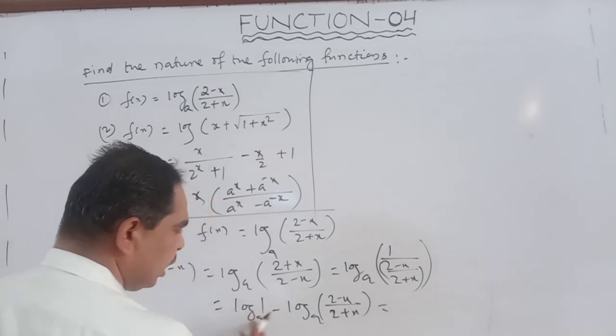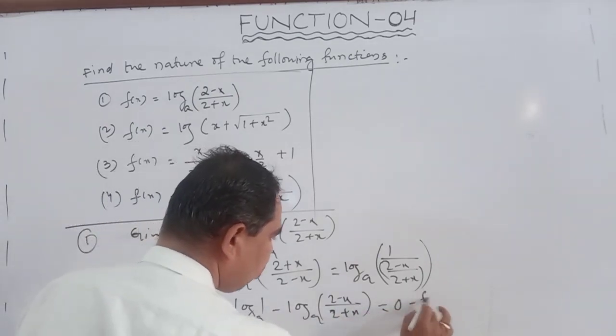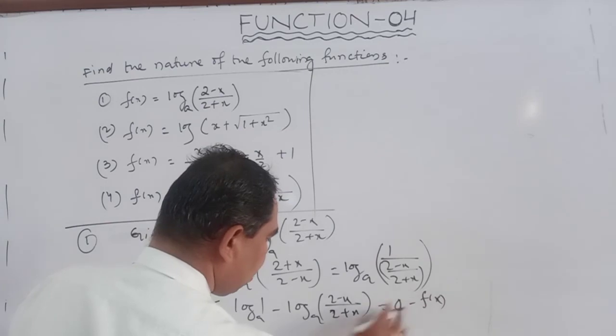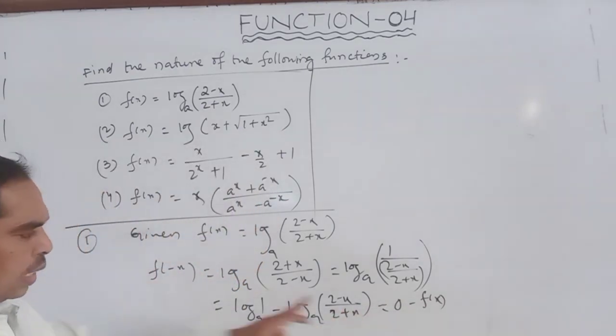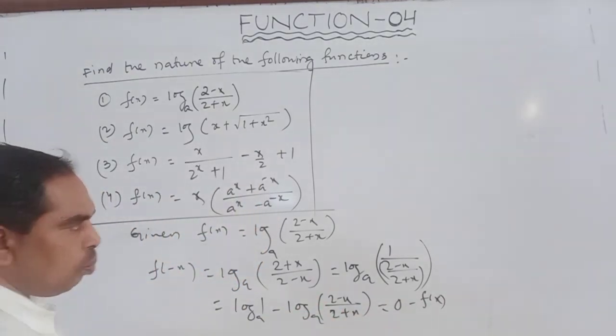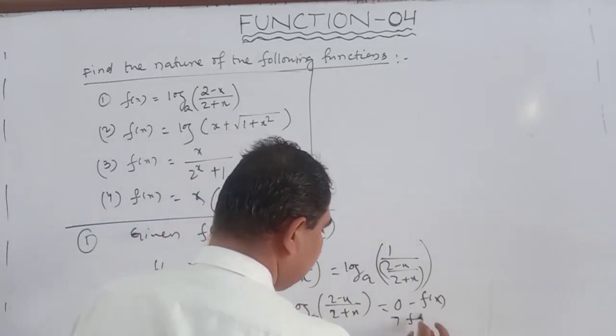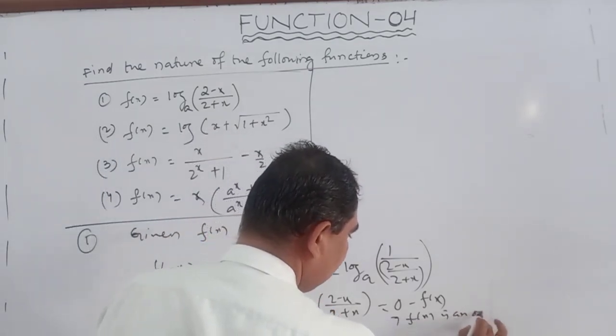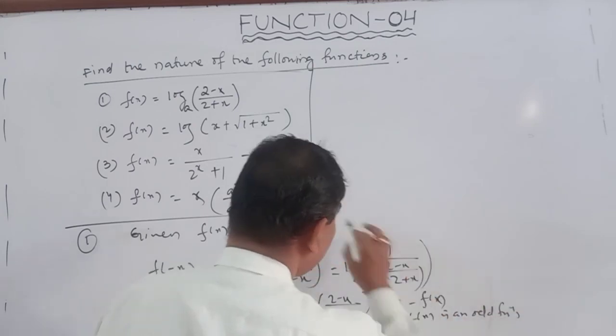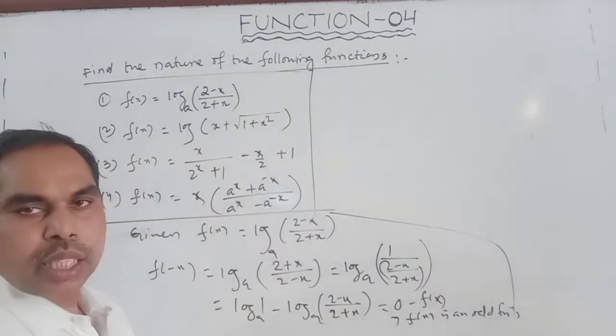Log 1 is 0, so 0 minus f x, so f of minus x is equal to minus f x. So this implies f is an odd function, implies f of x is an odd function. Okay.